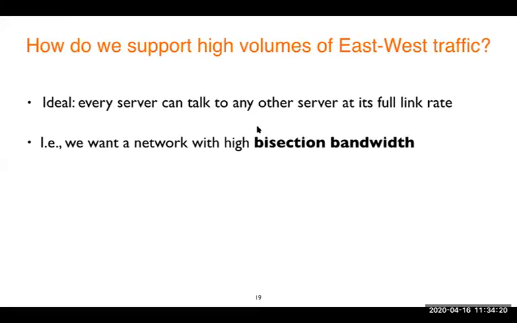So going back to, we want a network with high bisection bandwidth. Was that concept clear to everyone, or should I repeat it? It's basically take the graph, take the set of endpoints, divide them into two equal partitions, and ask how much bandwidth do I have between the two partitions? And what we're aiming for is lots of bandwidth.